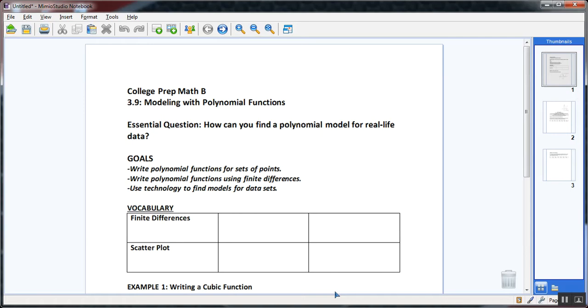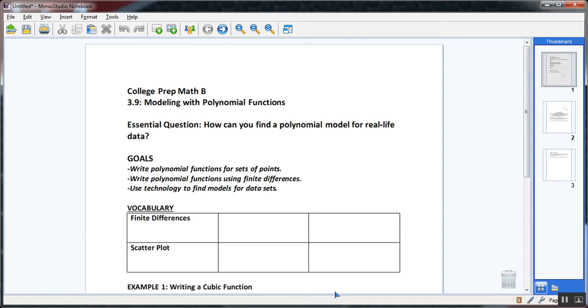All right, kids, let's rock and roll here, guys. Last section, guys, in 3.9, we're going to start looking at modeling of polynomial functions. And I'm going to be really honest with you, Desmos is going to be a nice tool to use with this as we progress. So in 3.9, modeling with polynomial functions, how about a volunteer to read my essential question? Who wants this one? I will. Go ahead, Sam. How can you find a polynomial model for real life data?